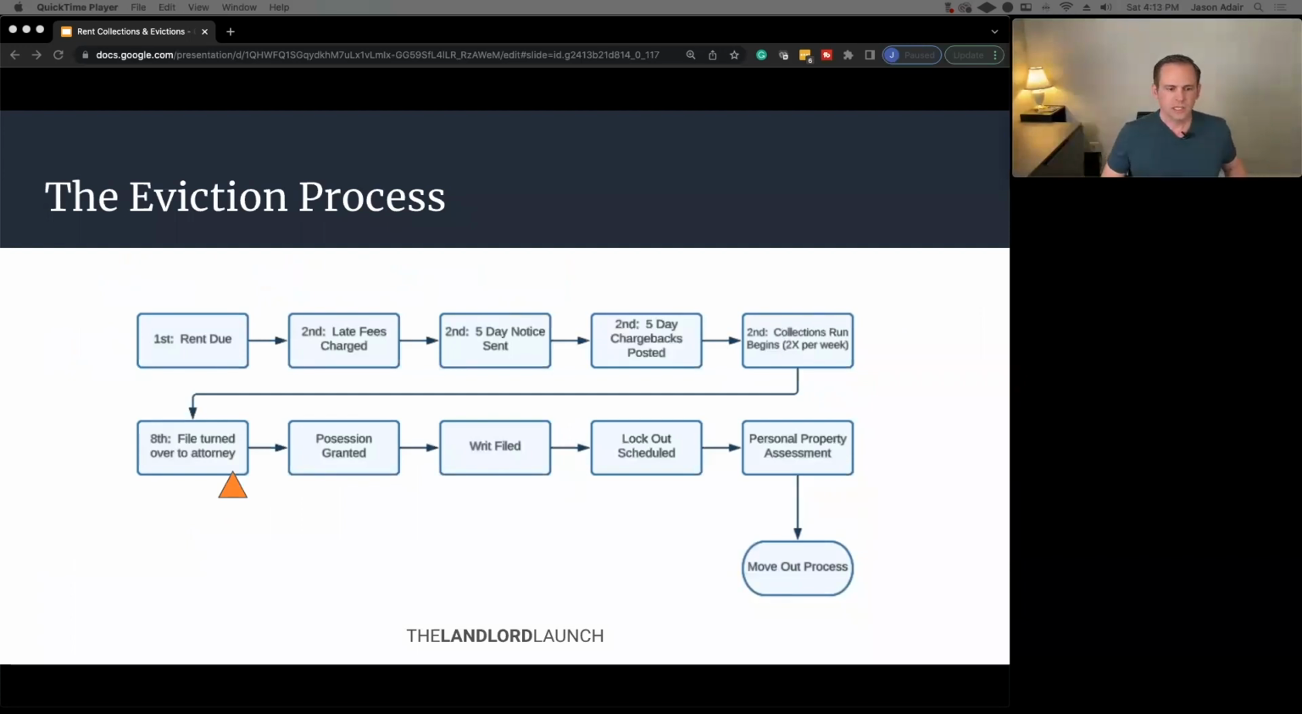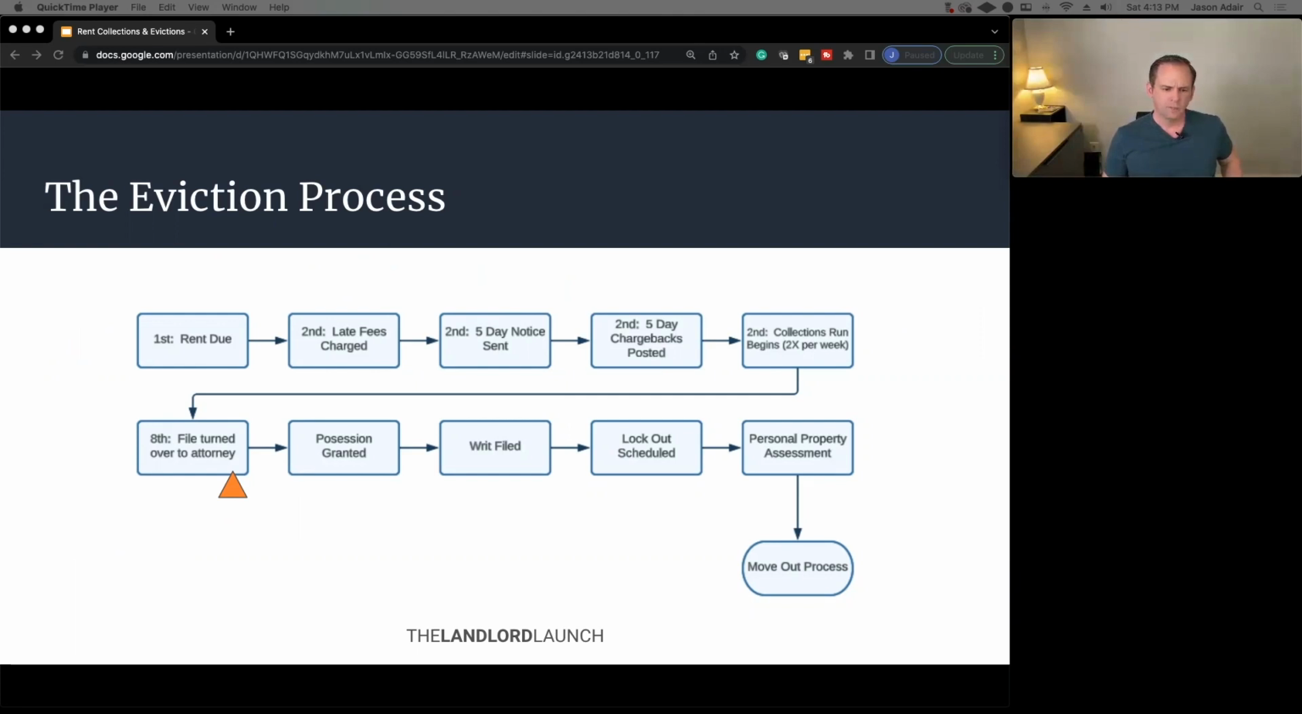So we're back to our overall process, where it started with the rent collections, but we are making the assumption that this person hasn't paid, and with this process that we've lined out here, it's time to turn that file over to the attorney.